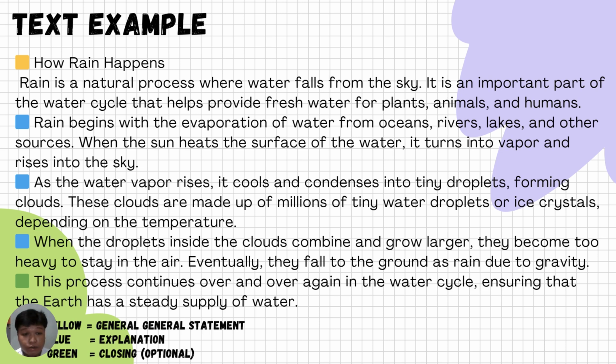Okay, so the general statement of this text is the one that is marked with the color yellow, and it is the first sentence or the first paragraph of the text. So that whole part that is marked with the color yellow is the general statement of the text. And then can you guys tell me which part of the text or which paragraph is the explanation?